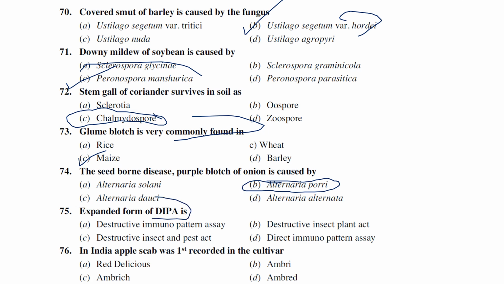Expand form of DIP Act. So just like expansion: Destructive Insects and Pests Act, which was passed here in India in the year 1914. This is the first quarantine act, we can also say. In India, apple scab was first recorded in which cultivar? Ambri. It was the first cultivar in which apple scab was recorded.